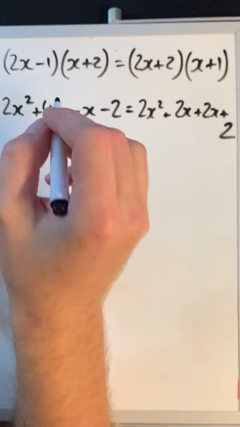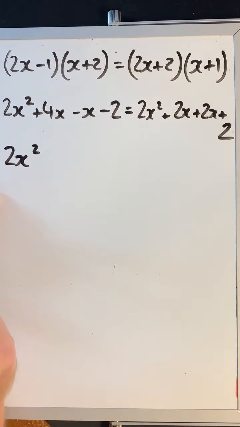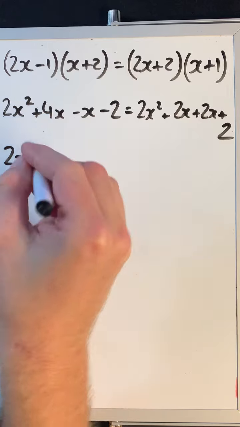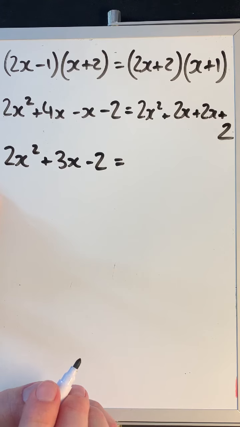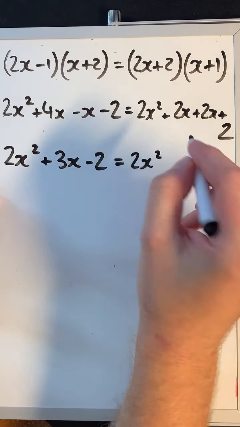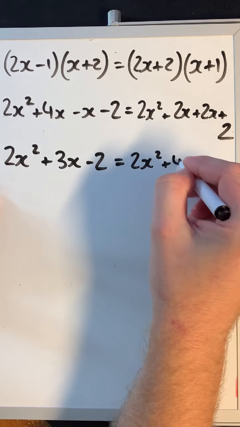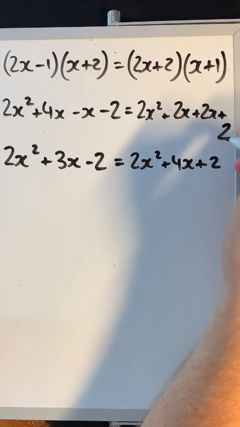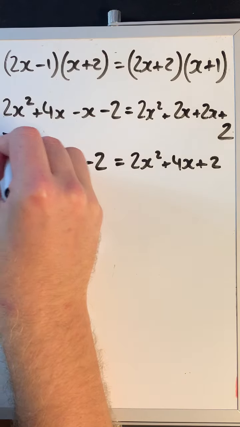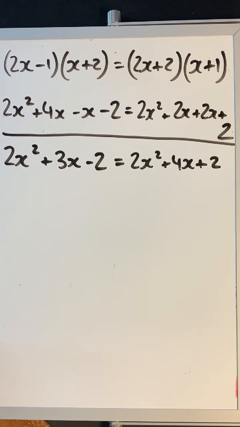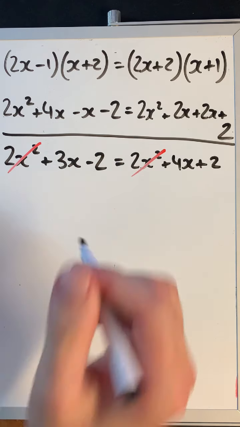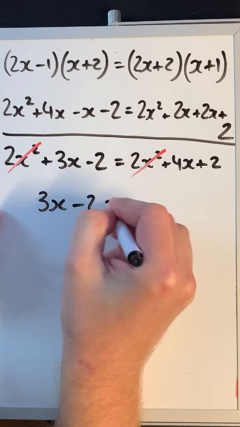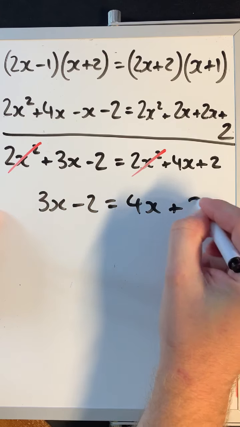Right, let's tidy this up. So we've got 2x squared. 4x minus x will give us a 3x. And on the right, we've got 2x and a 2x will give us a 4x, plus, of course, the 2 that was left over on the end. Okay, so same situation then. We've got a 2x squared on both sides, so we can cancel them. So they've gone, which makes this a lot easier to look at now. So we've got 4x plus 2 on the right.